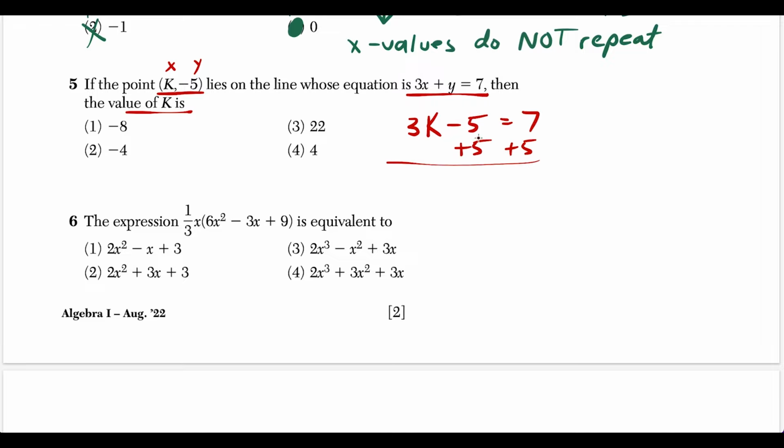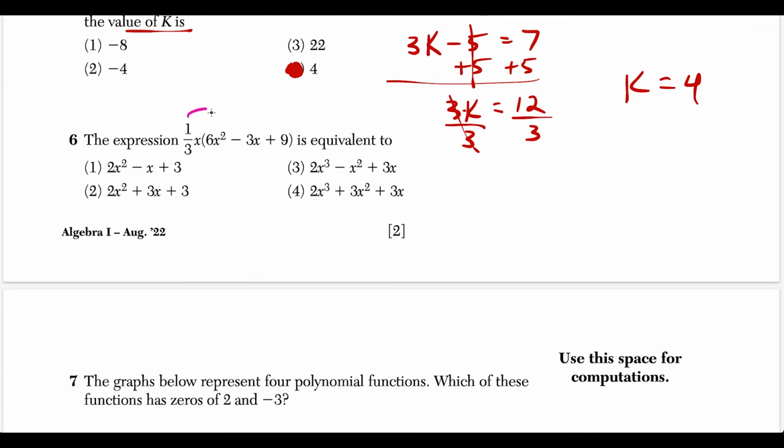We do plus 5 to both sides to cancel out this. And now we have 3k equals 12. And to get k by itself, the opposite of times 3 is to divide by 3. And that's going to give us capital K is equal to 4. So definitely choice 4.